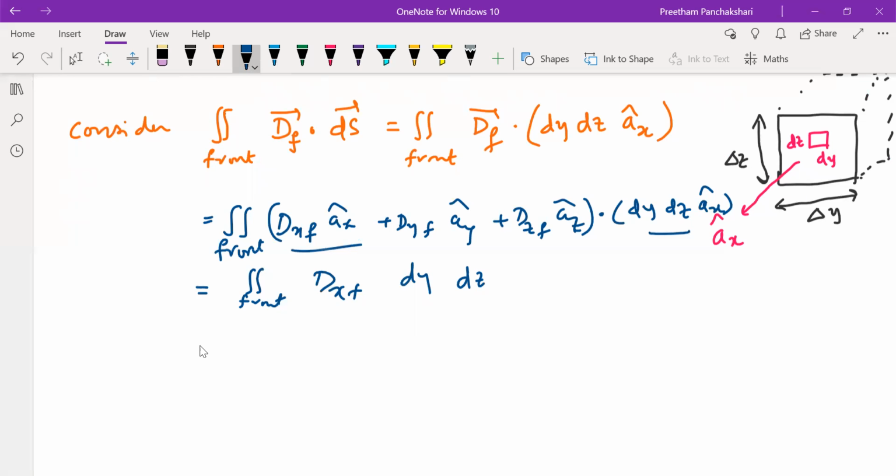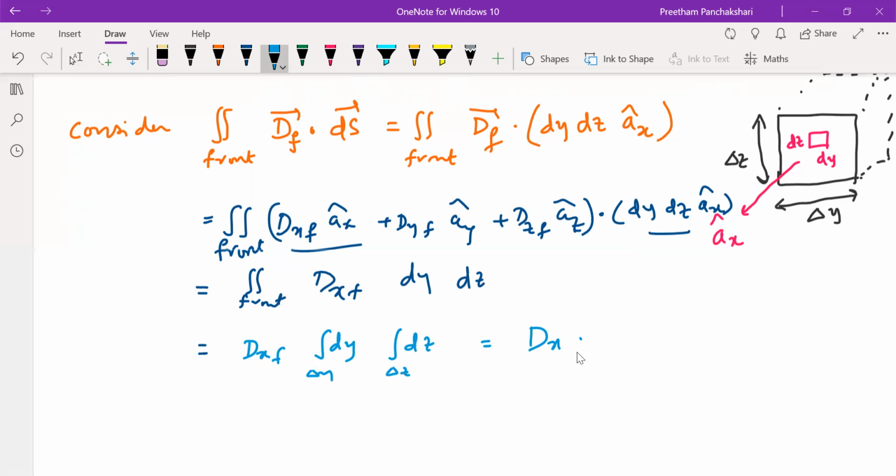Next, according to our second assumption in the beginning, D always remains constant on the faces of the Gaussian closed surface. That's why, in this particular case, the Dxf will be taken outside the integral. Okay, then we have to integrate only dy and dz. So dy and dz can be separately integrated. Dy will be integrated over the limit of delta y, dz over the limits of delta z.